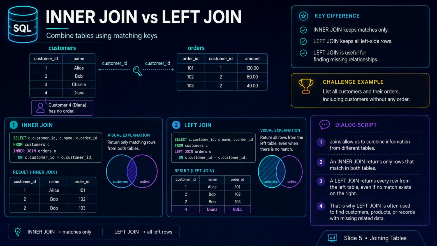Joins allow us to combine information from different tables, making it easier to retrieve and analyze data that is spread across multiple sources.